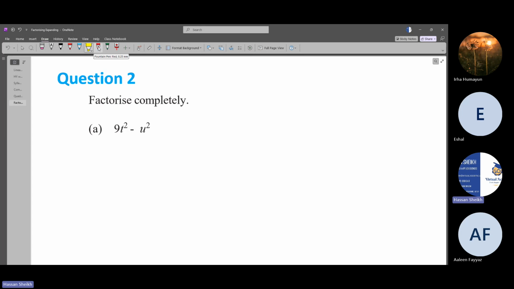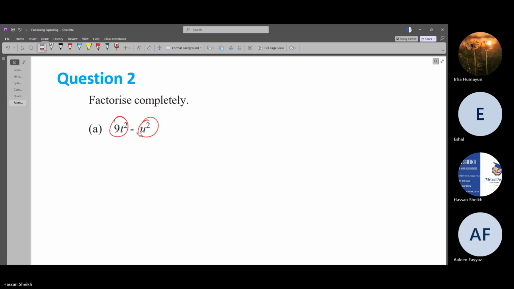Okay, so how will you solve this one? There's nothing common, so we're going to write 9t squared minus u squared. And then after that, we're going to find the square: take t out, bracket open 9 multiply 9t, bracket close, and then u and bracket open u.